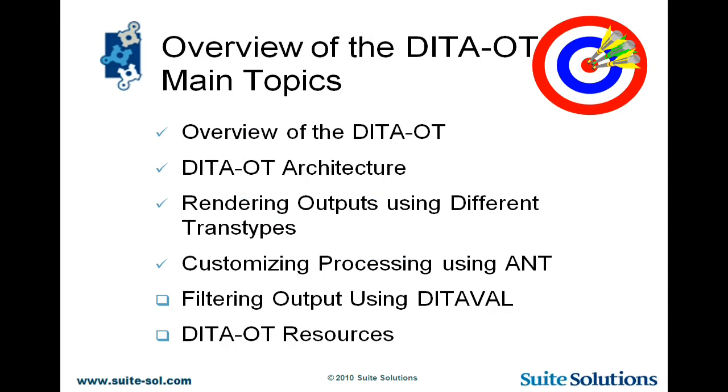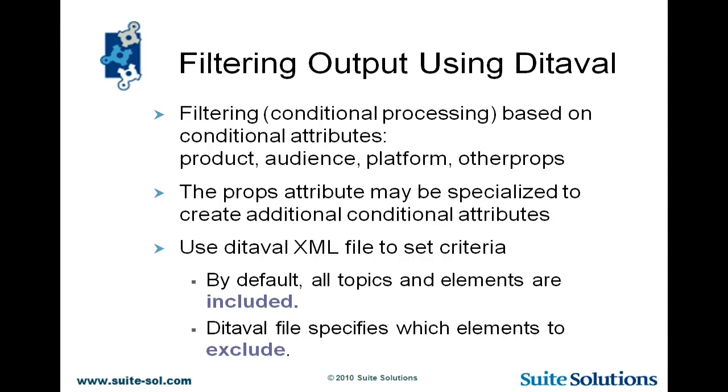Now we're going to move on to filtering output using the DITAVAL file. Okay, so first of all, just a general introduction. Filtering or conditional processing is based on the four main conditional attributes: product, audience, platform, or other props. And the props attribute can be specialized to create additional conditional attributes.